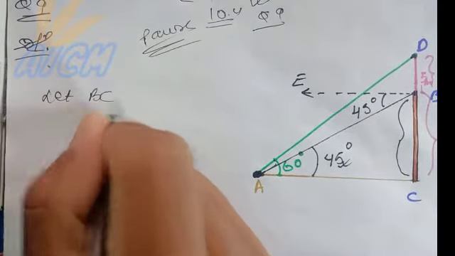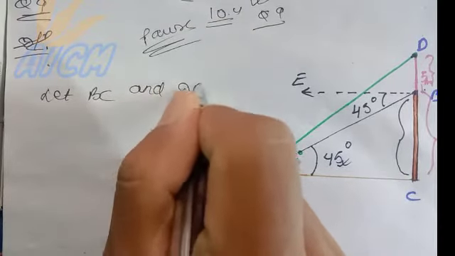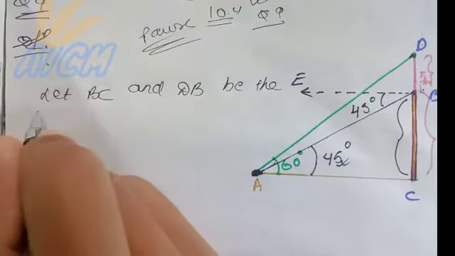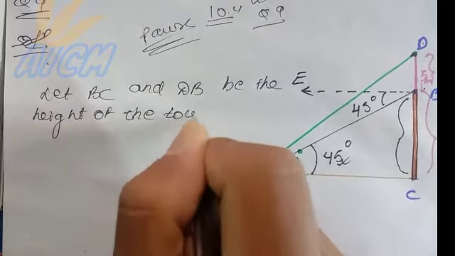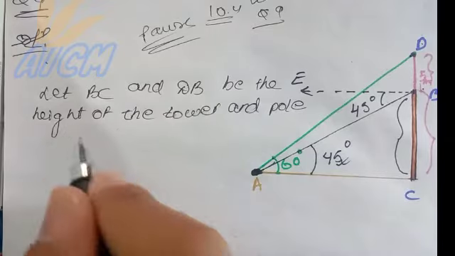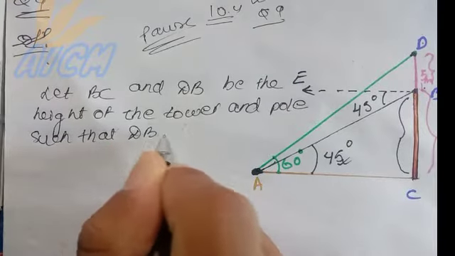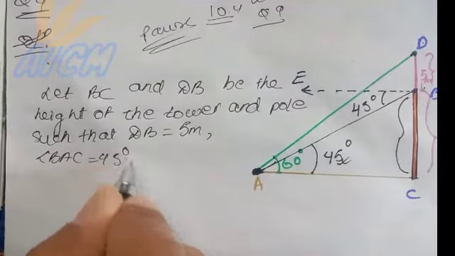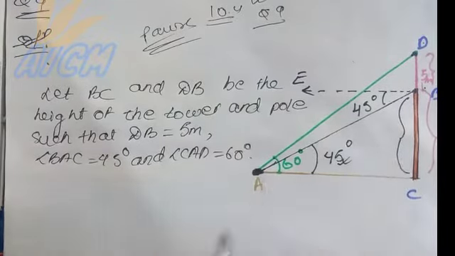Let BC and DB be the height of the tower and pole, such that DB is equal to 5 meters, angle BAC is equal to 45 degrees, and angle CAD is equal to 60 degrees.